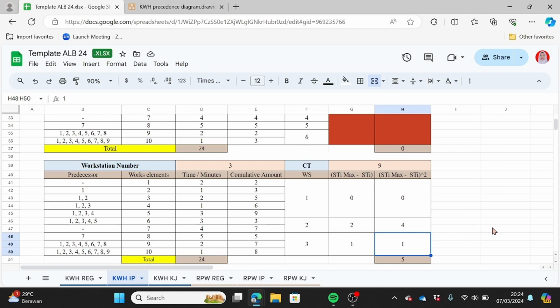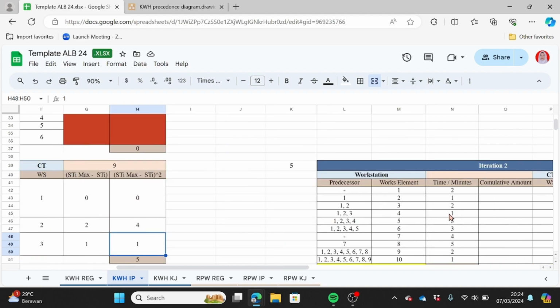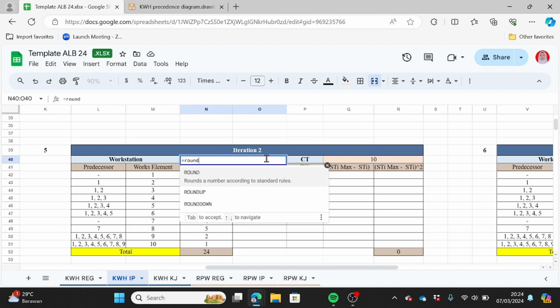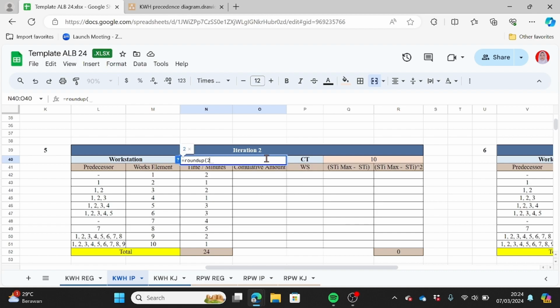Next, the iteration calculation is enough to get us here. And then calculating iteration 2 using a 10-minute cycle time. Counting the number of workstations in the same way, round up total time per cycle time, which yields 3 workstations.